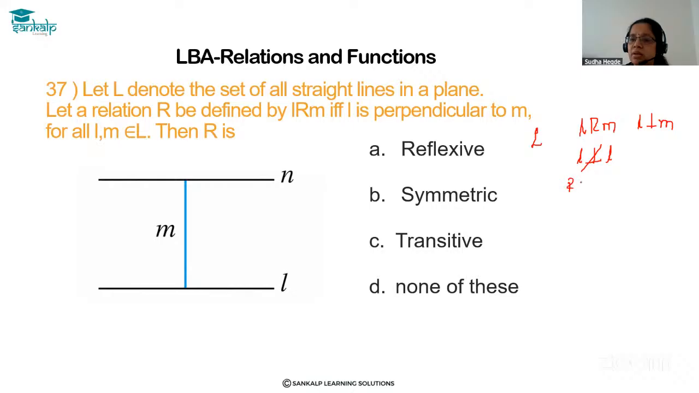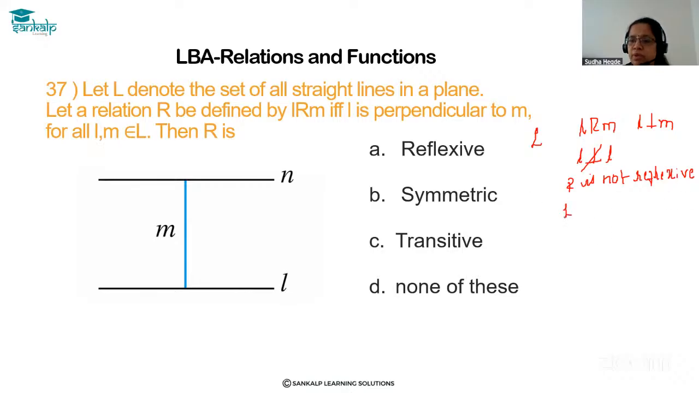Therefore, since L is not perpendicular to L, R is not reflexive. R is not reflexive. Okay?